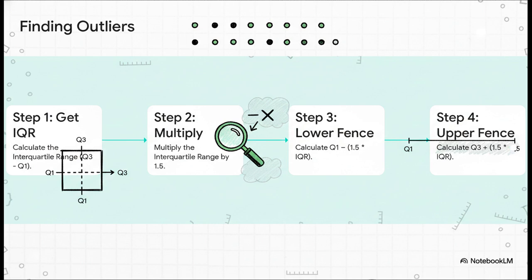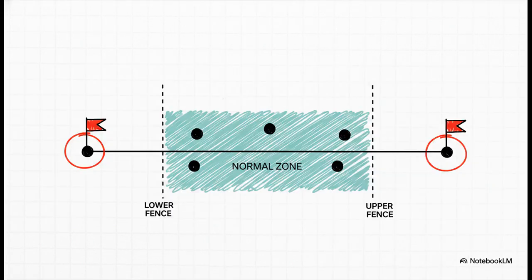These fences basically create the boundaries for what we consider normal in this set of data. So in a nutshell, any data point that falls below that lower fence or goes above that upper fence gets flagged as a potential outlier. It's a simple, really solid rule that tells us which points deserve a much closer look.